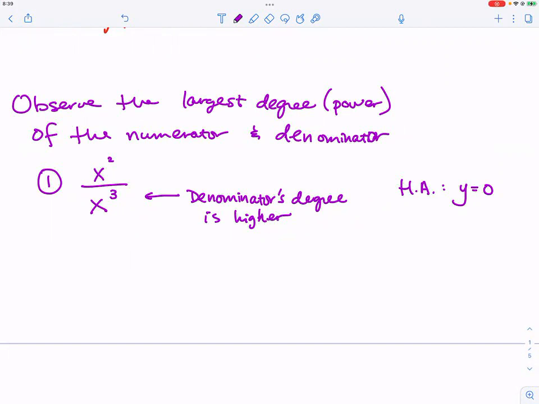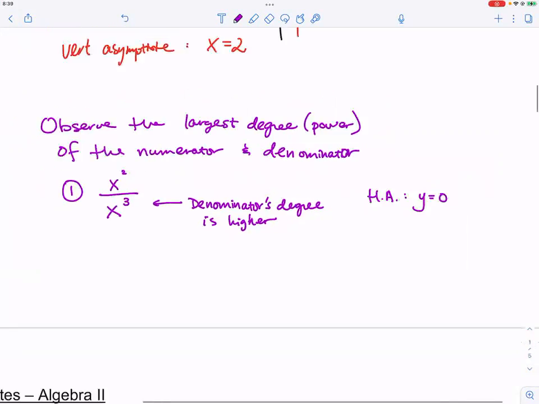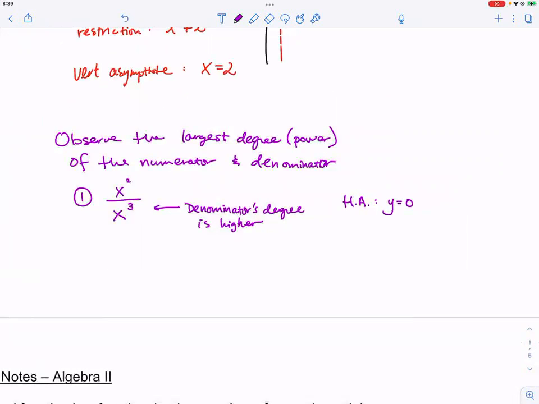I said get a piece of paper and write it down. So if you have x squared over x cubed, this kind of situation where the denominator's degree is higher, then the horizontal asymptote is y equals 0. But why? What's the reason? The reason is this.